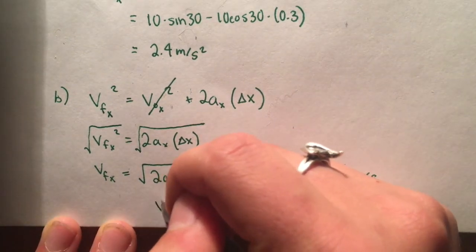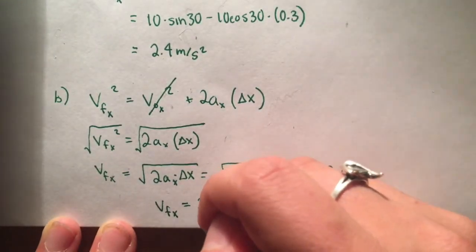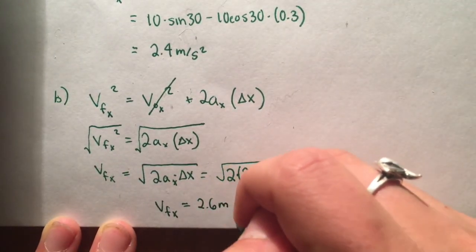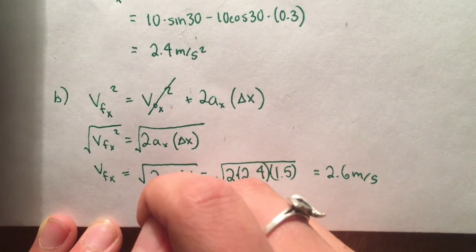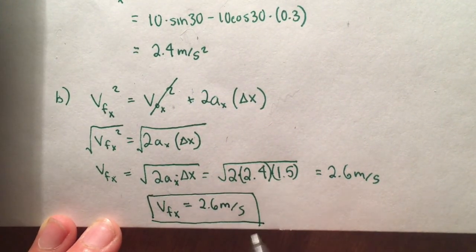I'm going to present my answer that the v final in the x direction is equal to 2.6 meters per second. And I'm going to box it to make it easy to find. And there you go.